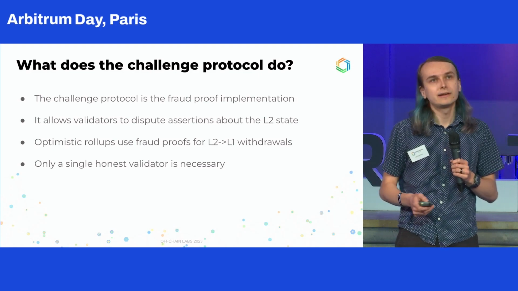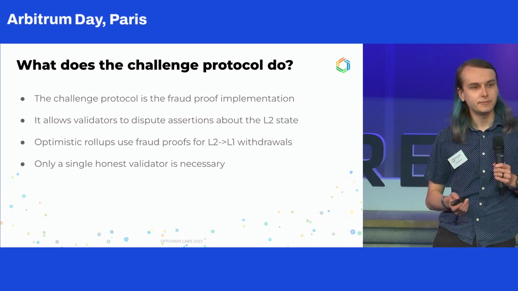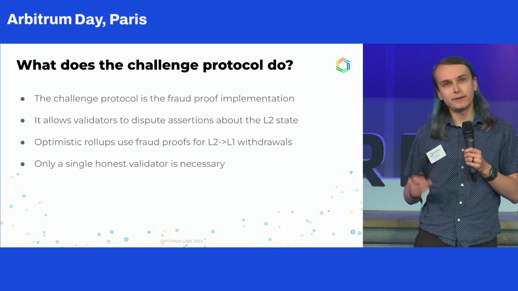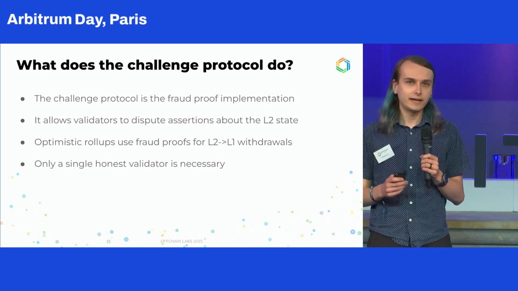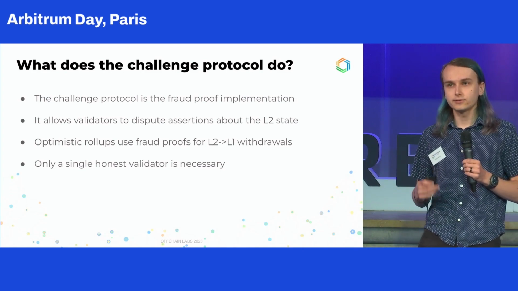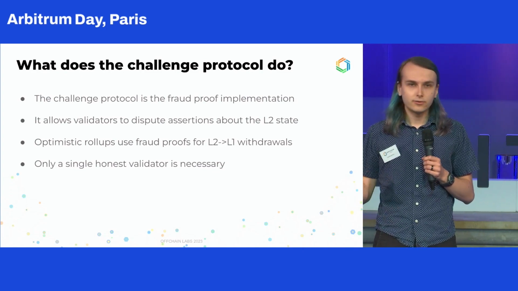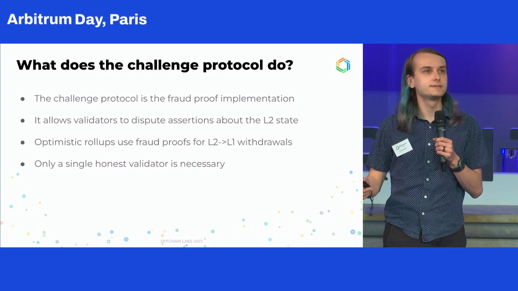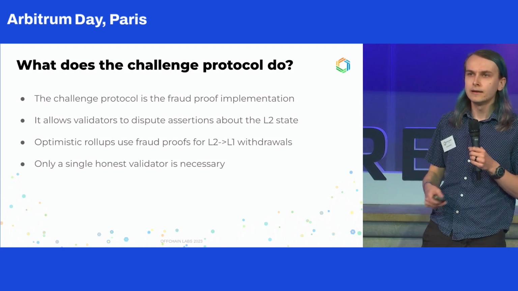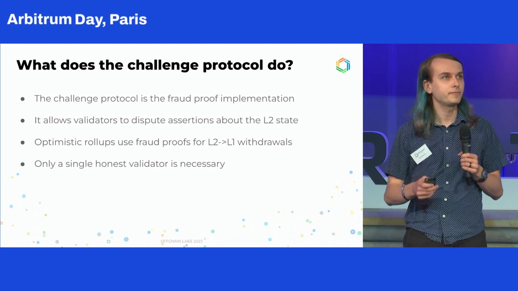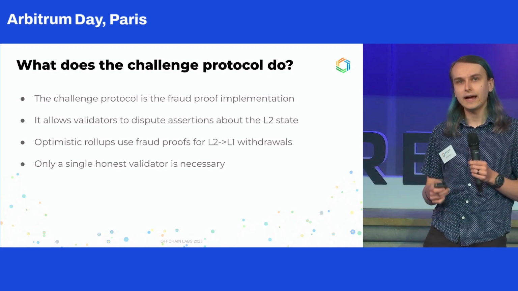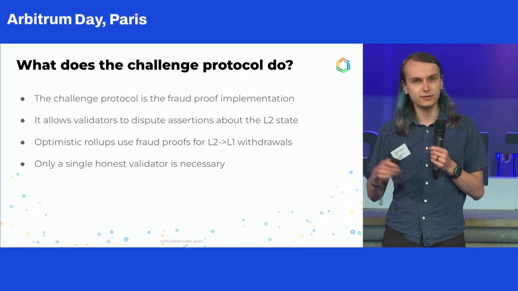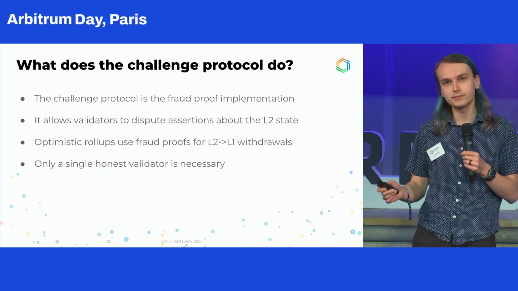The challenge protocol is the fraud-proof implementation. It's how validators dispute assertions about L2 state and prove that state to layer 1 in order to complete withdrawals. So what does that mean? When you're withdrawing your funds from Arbitrum to Ethereum, Ethereum needs to somehow know who has balance, how much balance they have, and that sort of thing. You can't just allow anyone to withdraw an arbitrary sum of money. You need to know that they have balance on Arbitrum.